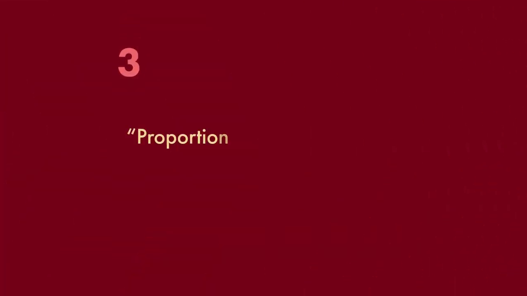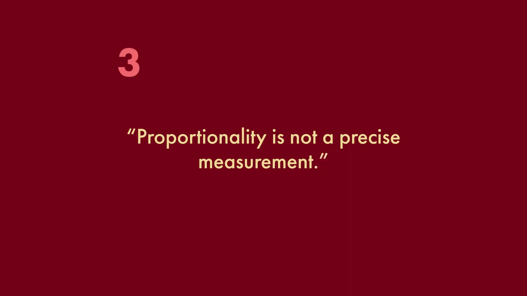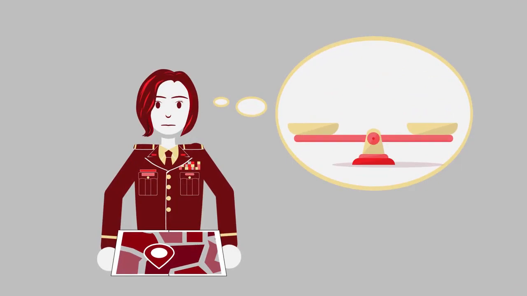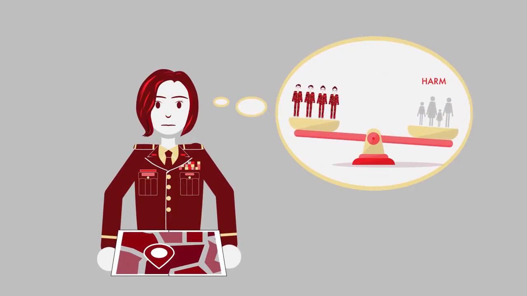Third, the proportionality calculation is not a precise measurement. The commander ordering the attack must use his best judgment to weigh the anticipated civilian casualties against the anticipated military advantage. It is left to the judgment of the attacking commander to decide when the loss to civilians is excessive.